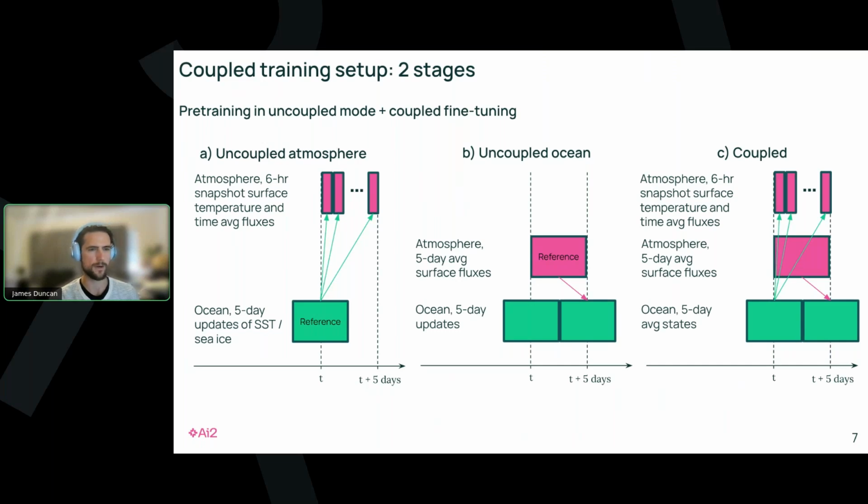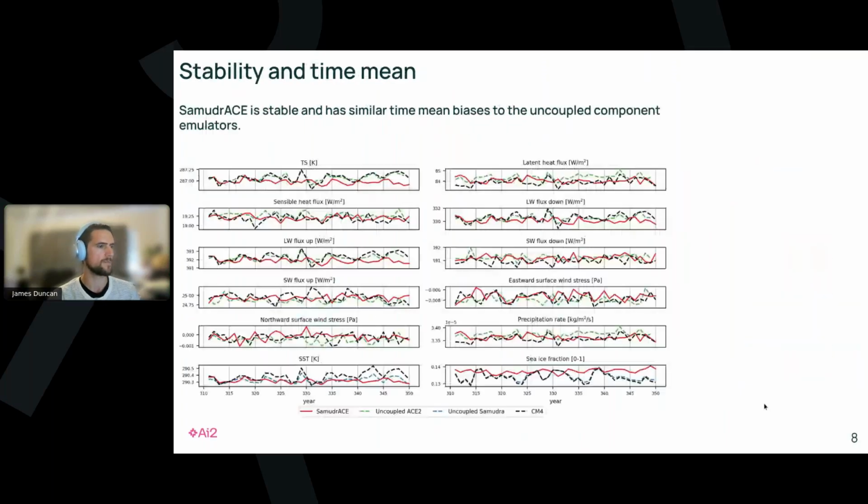And this really is the hardest part and the part that takes the most work in doing this sort of AI emulation of climate models. Jumping into the results a little bit here. So I'm happy to say that Samudra is stable and has similar timing biases to the uncoupled component emulators.